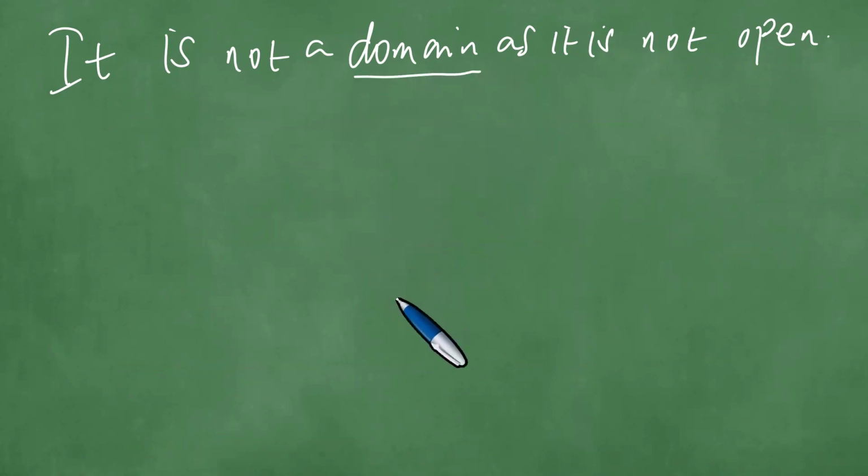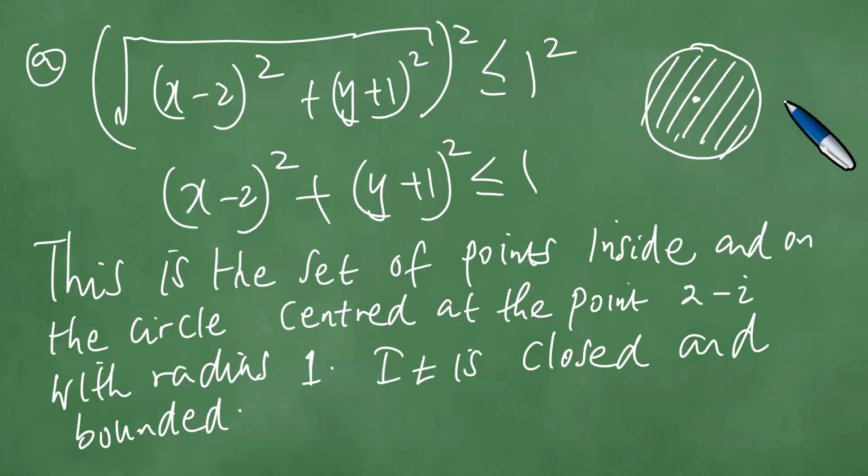Why is it not a domain? As it is not open. How is it not open? Because it contains the boundary and also the interior. So this one here is closed, but also it is bounded, and hence it is not a domain.